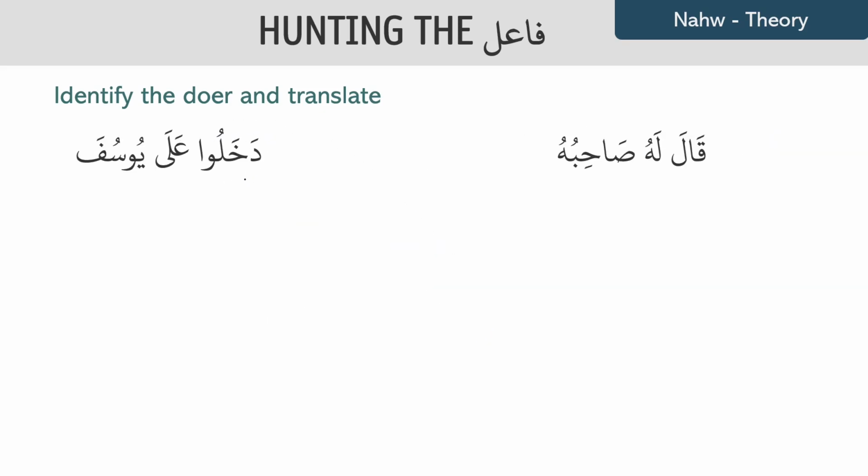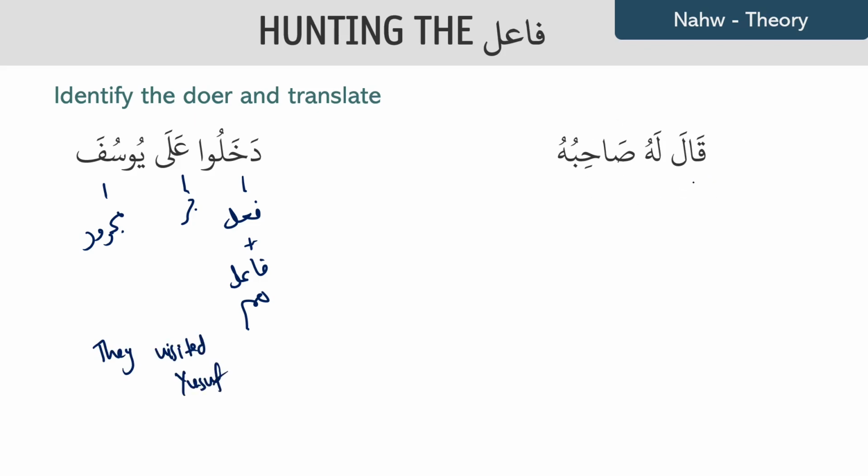We have dakhalu. Dakhalu is your fa'al with the hidden damir, which is its fa'il. Hum. Okay, they entered. Ala is your jar, and then Yusufa is your majrur. Remember, Yusufa will not get a kasra because it's a ghair munsarif. This sentence translates to they entered. Okay, literally it is upon Yusuf, but we don't translate it as upon Yusuf. The Arabs, when they want to say that someone visited somebody, they would say dakhala ala, but in English we just say they visited Yusuf.